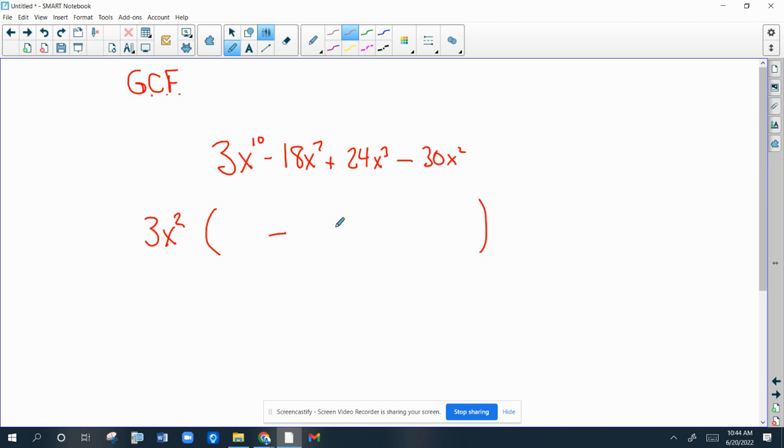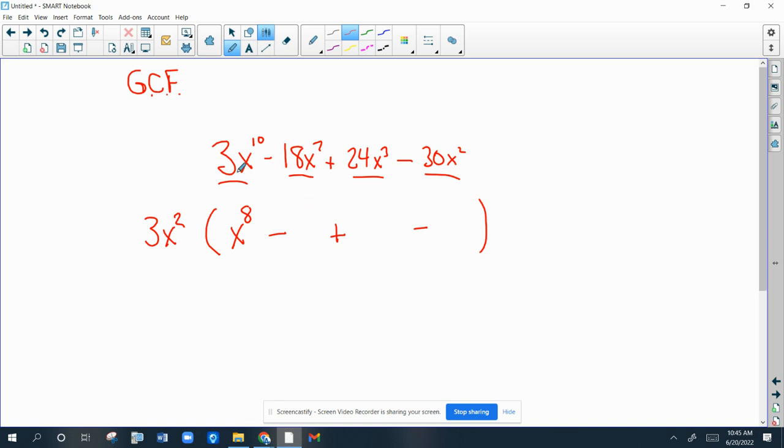And the other factor associated with it is whatever would fill in these 1, 2, 3, 4 blanks that would make these four monomials when you multiply 3x squared by them. In other words, 3x squared times what is 3x to the 10th? And the answer there is x to the 8th. So all factoring is undoing multiplication.